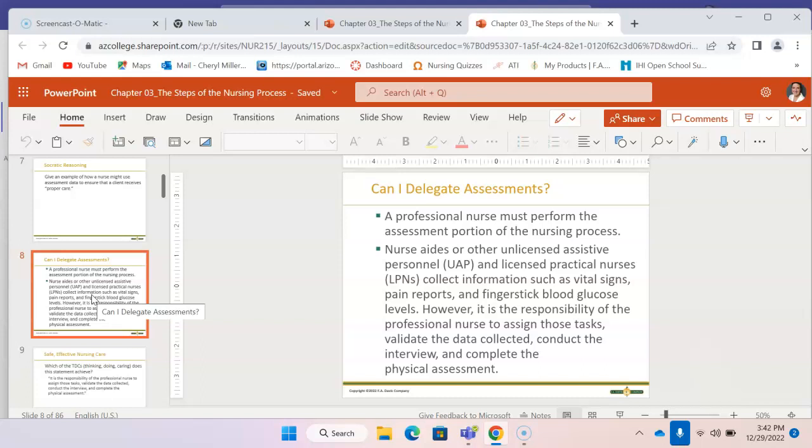Okay? So a nurse aide or an unlicensed assistive personnel, or an LPN, they collect information: vital signs, pain reports, blood glucoses. That is data collection. However, it's the responsibility of the registered nurse to assign those tasks, validate the data collected, conduct the interview, and complete a physical assessment.